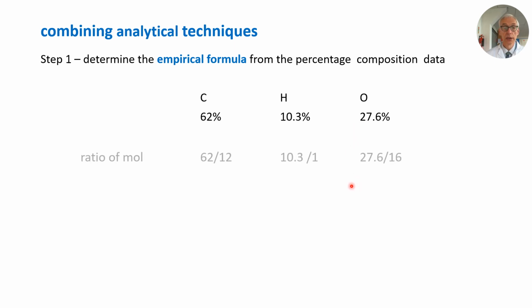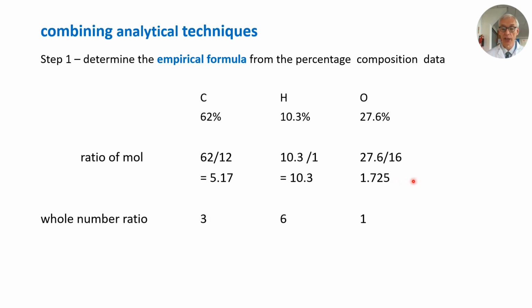Okay, I've divided through by the relative atomic mass to achieve 5.17 : 10.3 : 1.725 as a ratio of moles, but I want a whole number ratio, so I'm going to divide through by 1.725. If I do that, I achieve 3 : 6 : 1, and that of course gives me an empirical formula of C3H6O. This is a simple whole number ratio of elements within the compound formula.